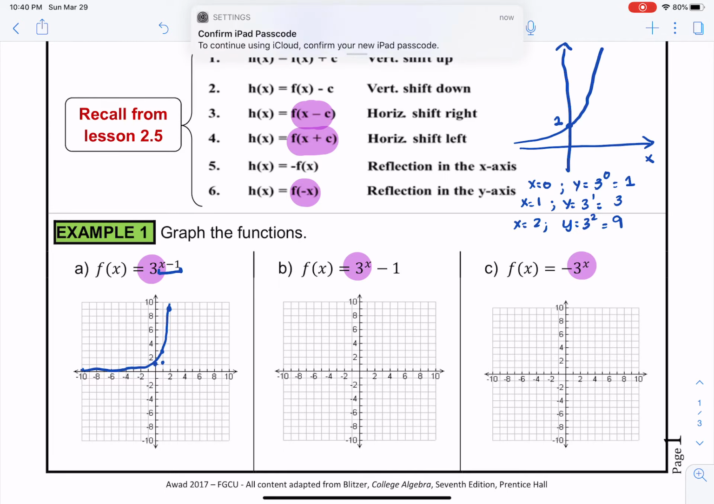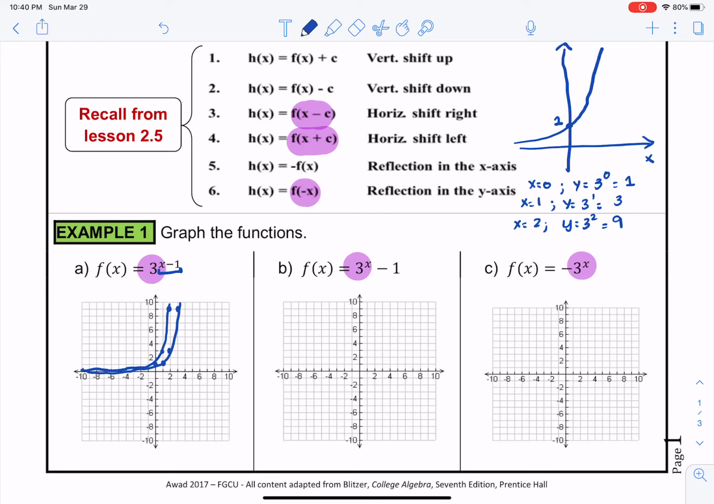So shift there by 1 unit, 1 unit shift, and 1 unit shift. And we'd have something like that.